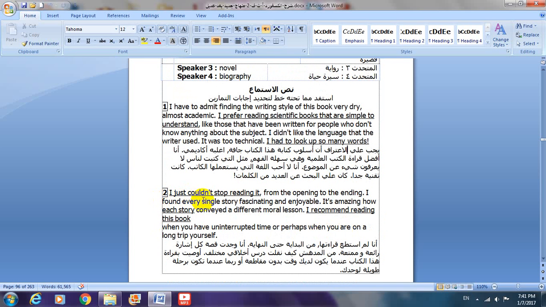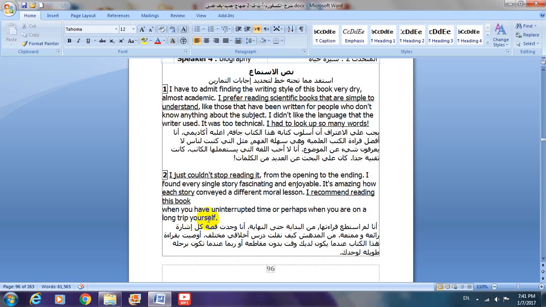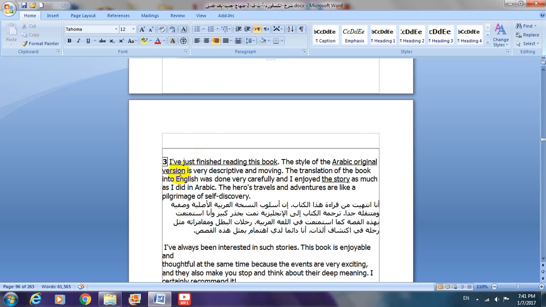2. I just couldn't stop reading it from the opening to the ending. I found every single story fascinating and enjoyable. It's amazing how each story conveyed a different moral lesson. I recommend reading this book when you have uninterrupted time, or perhaps when you are on a long trip yourself.